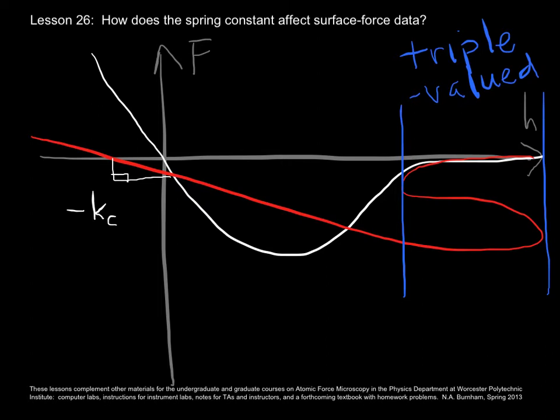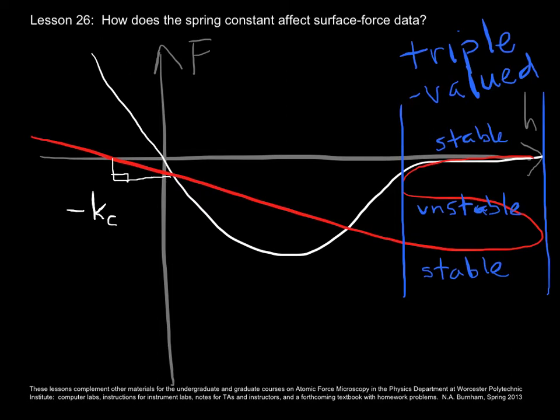So the top one is stable, corresponding to the equilibrium closest to where the cantilever has its free equilibrium position. The bottom one is also stable, and it's the equilibrium that's farther out. And then this middle level, these equilibria correspond to the unstable ones. So you don't see the tip of the cantilever there.